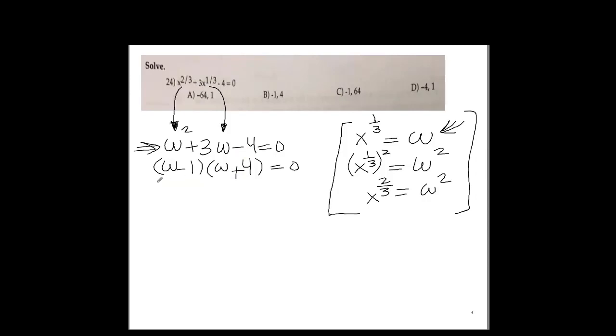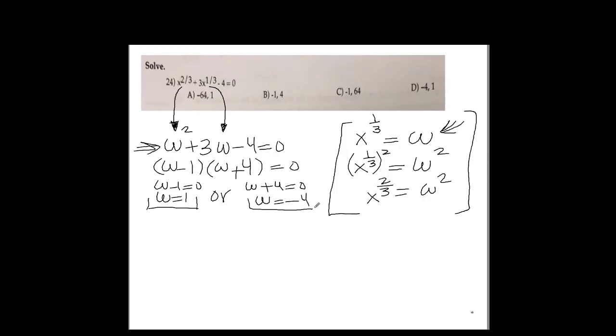Okay, so now I can solve for w. W minus 1 equal to 0, so w would be equal to 1, or w plus 4 is equal to 0, so w is equal to -4. Now, we're not solving for w, we're solving for x.